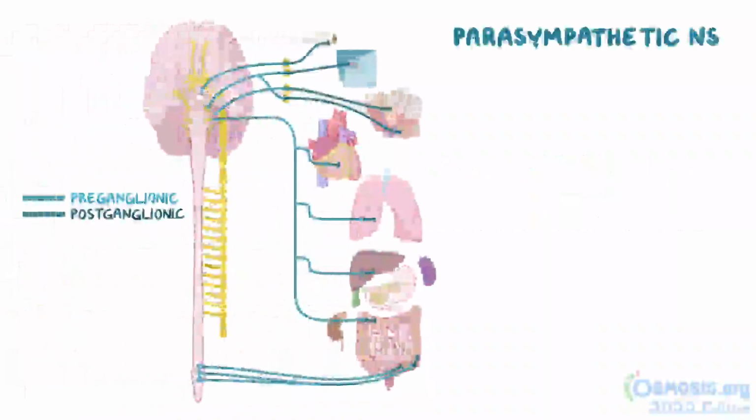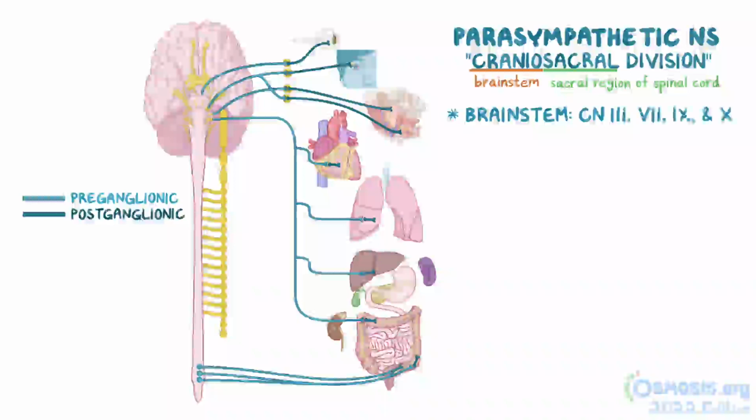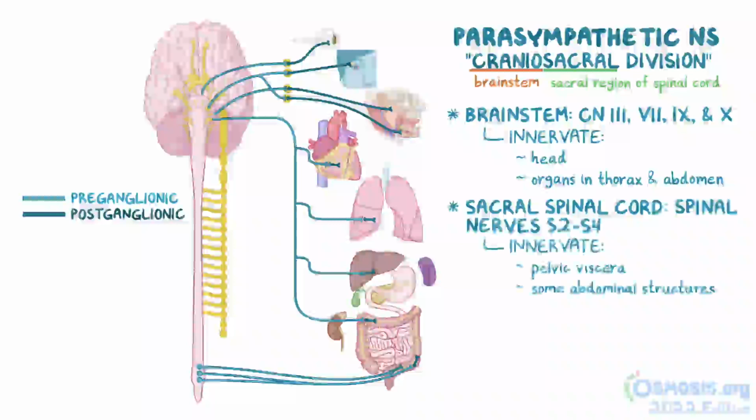This division is known as the craniosacral division, since the cell bodies of the preganglionic neurons can be found in the gray matter of the brainstem and the sacral region of the spinal cord. The fibers arising from the brainstem leave the CNS through cranial nerves 3, 7, 9, and 10, and they innervate the head, as well as the organs found in the thorax and abdomen. The fibers arising from the sacral region of the spinal cord exit through spinal nerves S2 to S4 to innervate the pelvic viscera, and some abdominal structures as well.